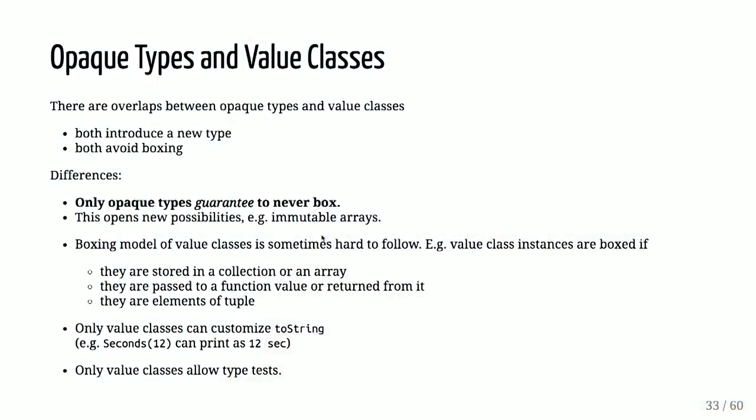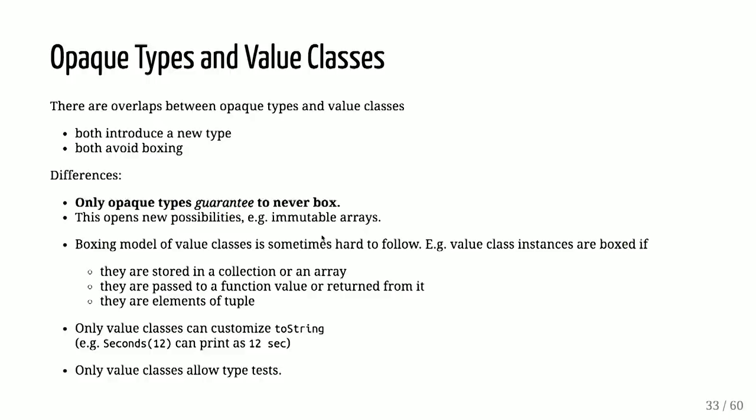So one discussion that we had: opaque types were introduced already a while ago, more than a year ago, I think by Erik Osheim and Jorge Cantero, and have been made a SIP, Scala Improvement Proposal. It was lingering for a while, and we went through many, many redesigns. The first design was really a version of value classes. So you could ask, well, since we have value classes, why opaque types? Because after all, there are overlaps between the two. Both of them introduce a new type, and both of them avoid boxing in some cases.